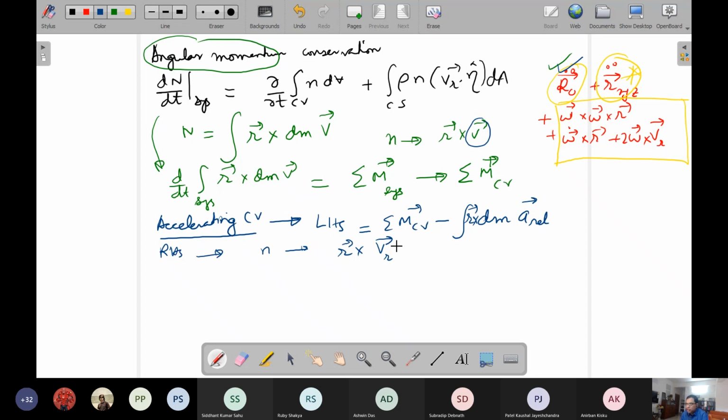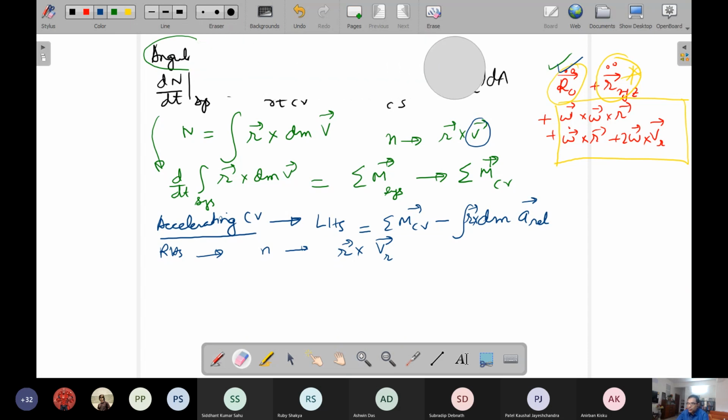So this makes the standard Reynolds transport theorem adaptive to even a very complicated scenario where you have the angular motion of a control volume which is arbitrarily accelerating. One of the most difficult scenarios that one may consider in terms of control volume analysis in mechanics.